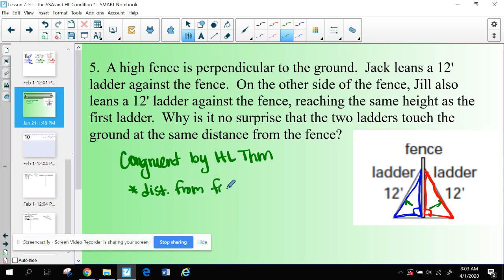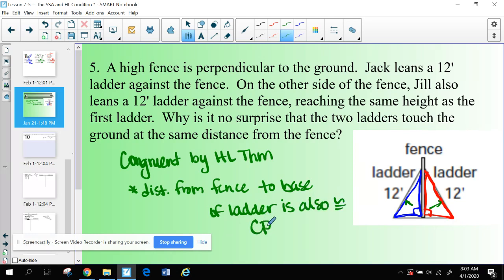And so if the triangles they make are congruent by the HL theorem, then the distance from fence to the ladder is also going to be congruent. And that's by congruent parts of congruent figures. Okay, so since they both created right triangles, we can say that the triangles they created are congruent, which means just this distance down here, it's talking about this distance down here on each of their triangles is also going to be congruent.